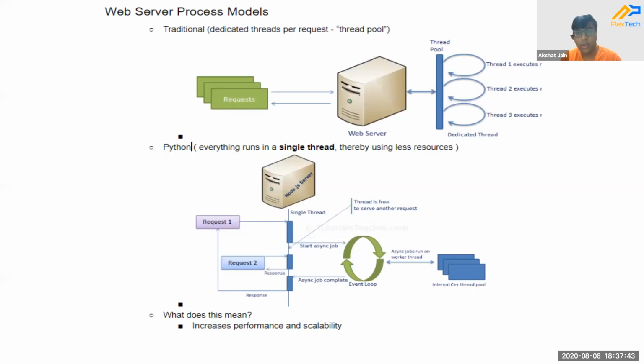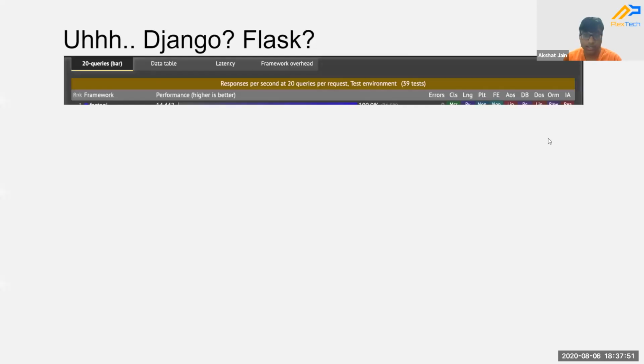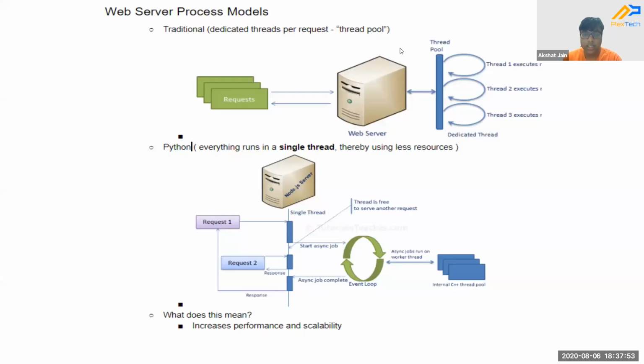Okay, so I'm going to go over the web server process models really quick. Traditional web service process models look like this, right? You're sending a request to the web server, and the web server executes the request in a thread process. So thread 1 executes the first request, thread 2 executes the second request, thread 3 executes the third request. But in Python, everything runs in a single thread, which uses far less resources, right?